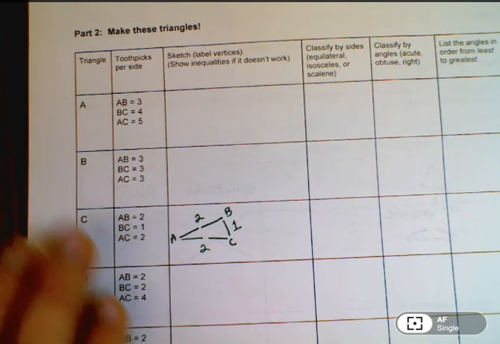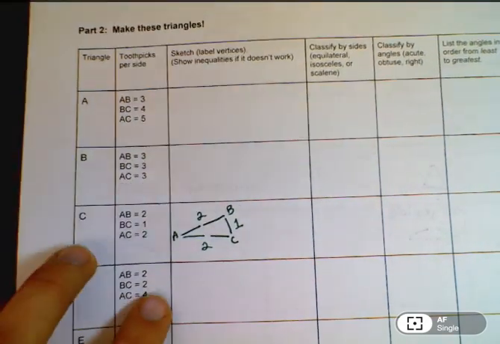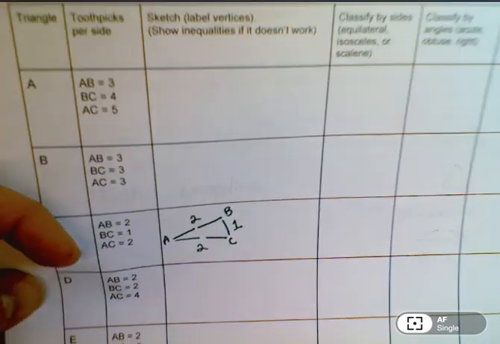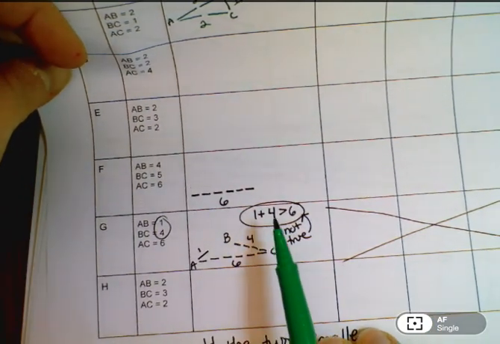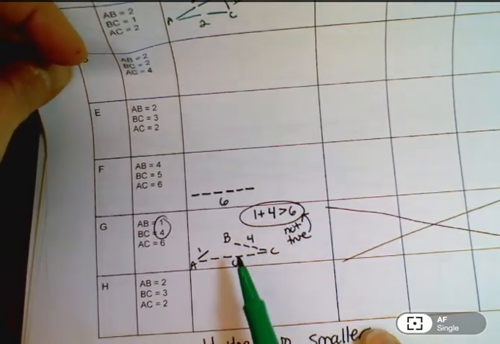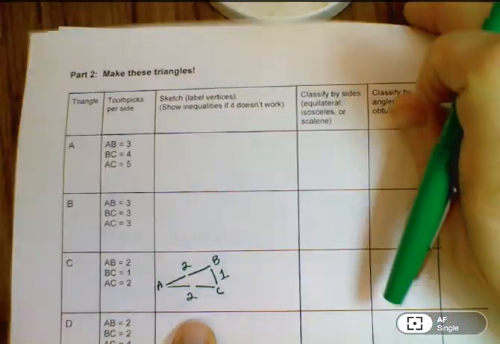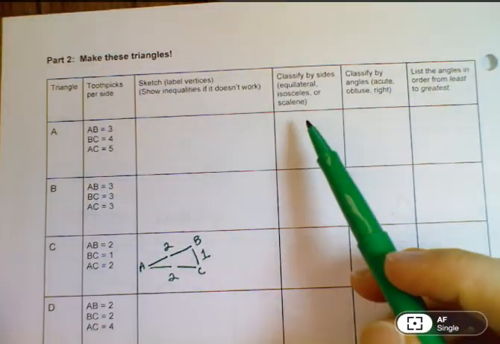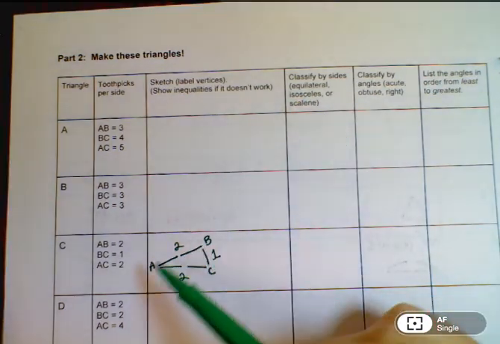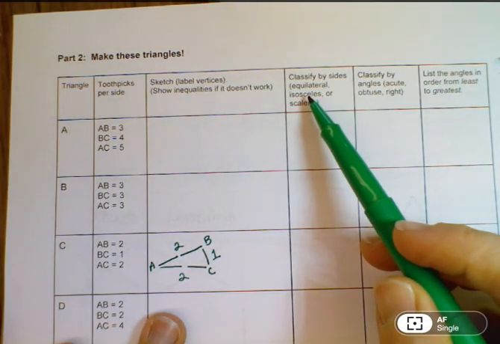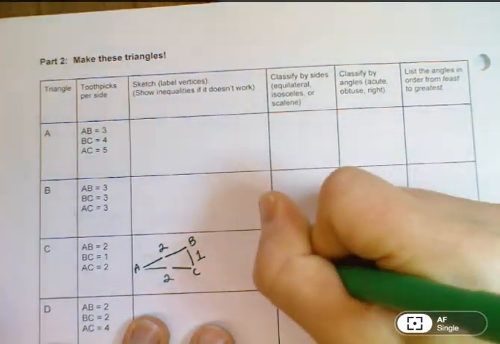So there it is. Remember that if it doesn't work, you need to show me an inequality like we did down here to show that the triangle won't work. Okay. All right, so there's the sketch. We're going to classify it by the sides. It's not equilateral because the sides are not all the same, but it is isosceles because 2 of my sides are the same.